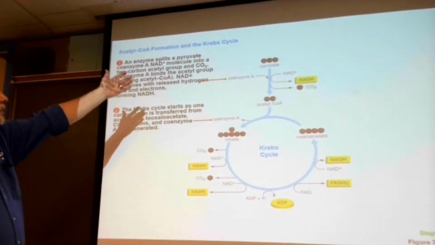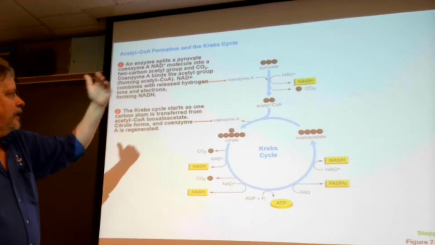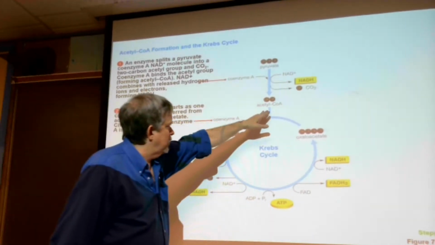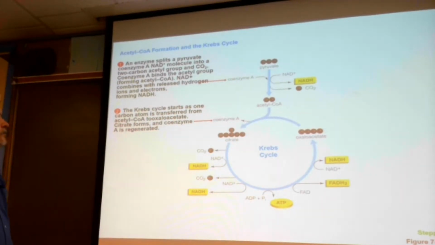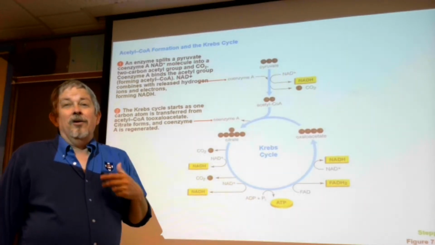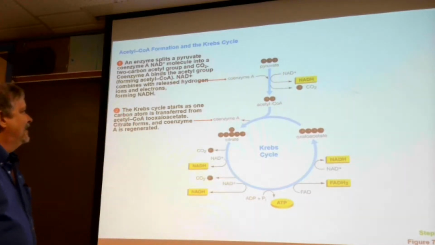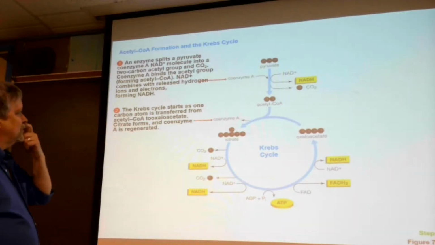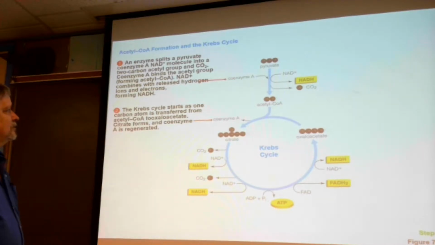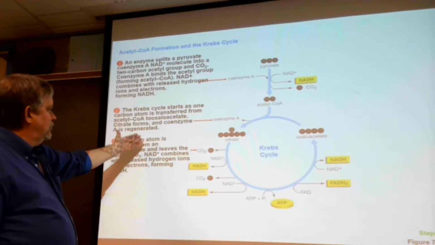So again, here is the pyruvate. Coenzyme A will take a carbon off, it releases carbon dioxide, and it forms an NADH. Here, the coenzyme takes the acetyl group and forms acetyl-CoA. It adds acetyl-CoA to oxaloacetate to form citrate, and by the way, this right here is citric acid, citrate. When I was in school, this was called the citric acid cycle. Well, they've renamed it the Krebs cycle now. So the Krebs cycle starts as one of the carbon atoms is transferred from acetyl-CoA to oxaloacetate, citrate forms, the coenzyme is regenerated. And now a carbon is removed from the intermediate and leaves the cell as CO2, NADH again.